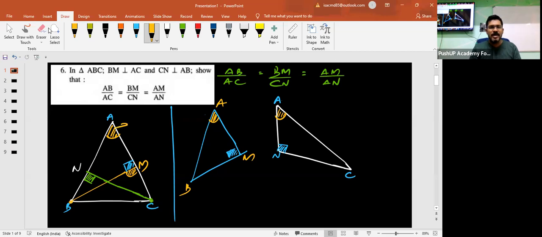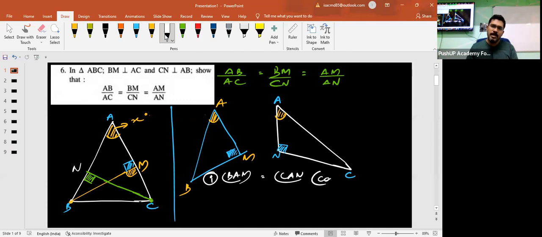So imagine, children, if angle A was X degrees. So angle A is X degrees for triangle ABM and angle A is X degrees for triangle ACN also. Easy? Fine. Two of the angles are equal to each other. So both the triangles are similar. So the first statement is angle BAM is equal to angle CAN. Why? Because they are both common angles.